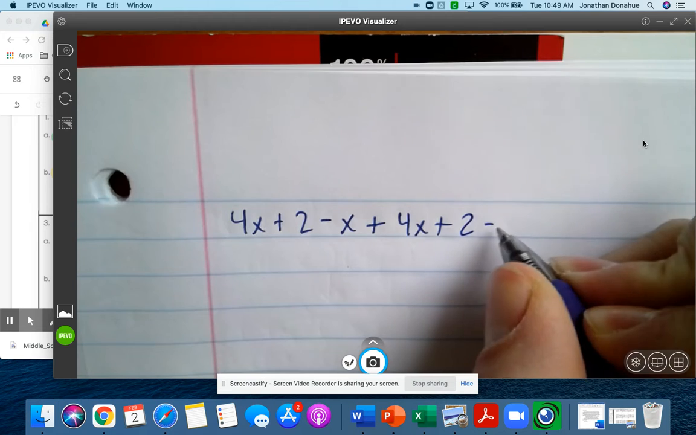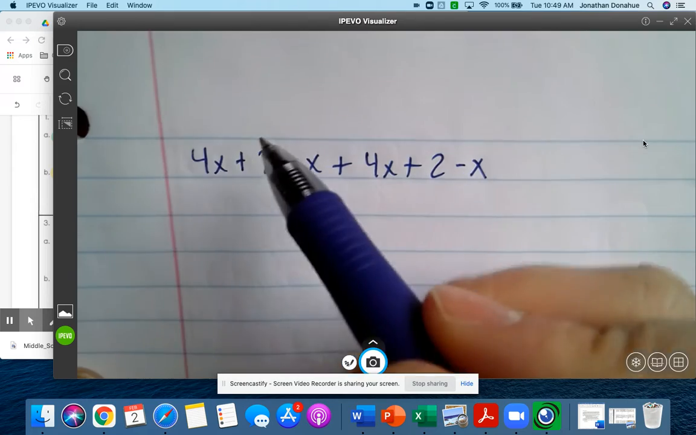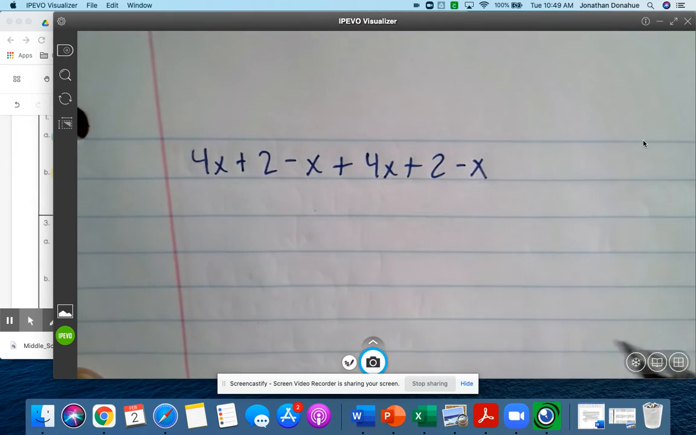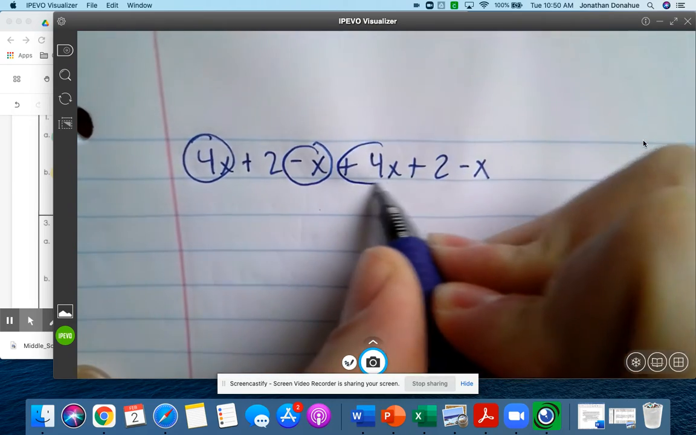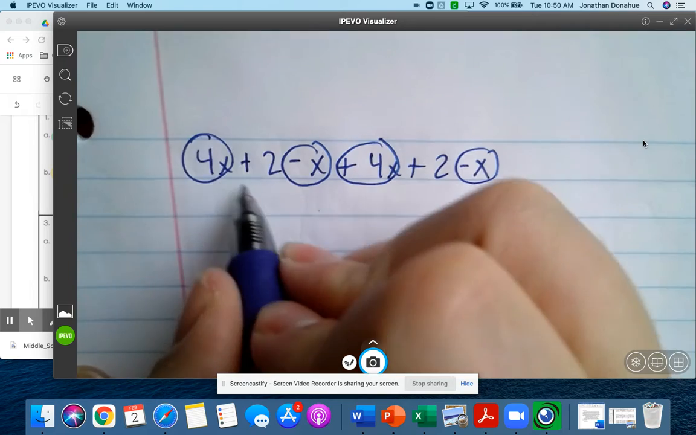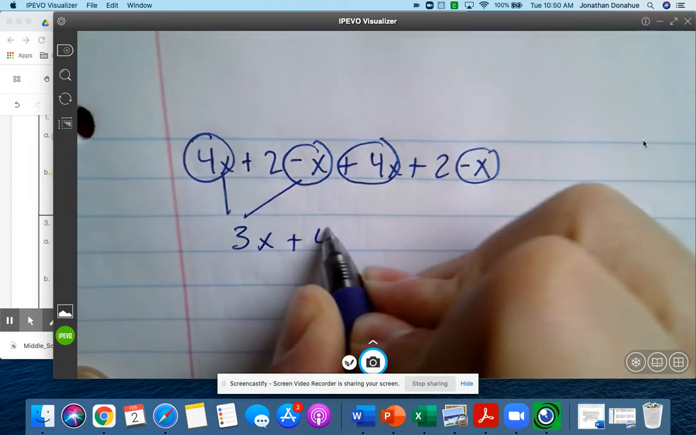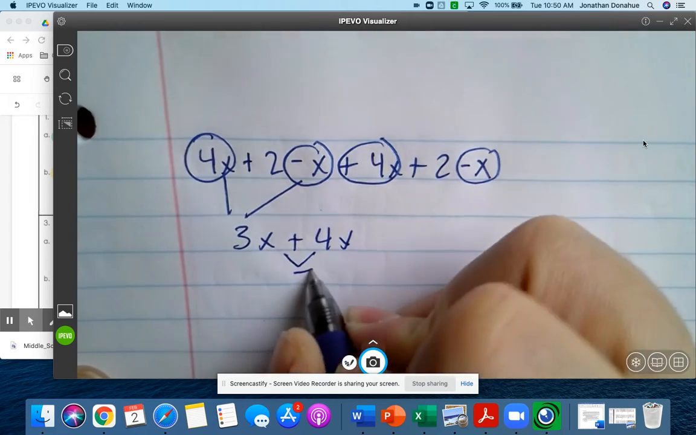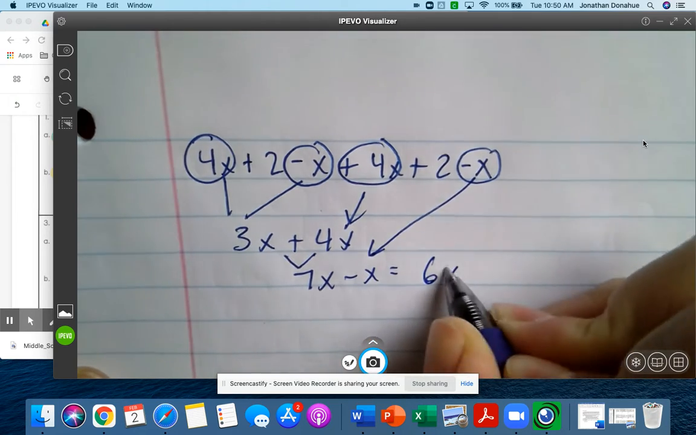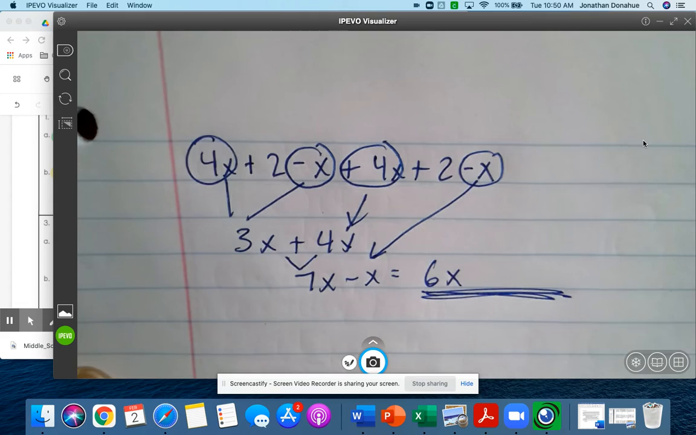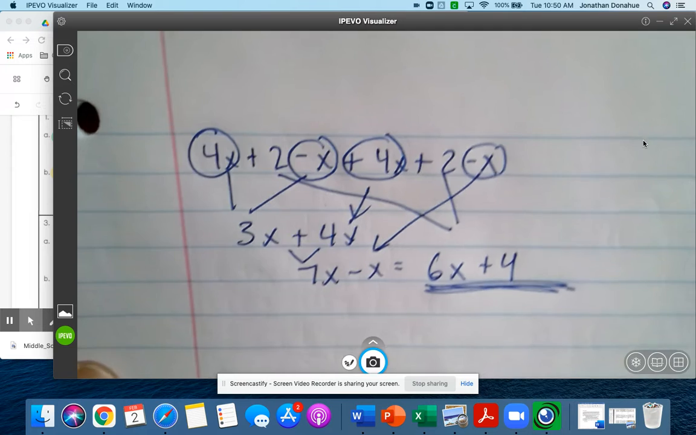Now, we've never done one maybe this large, but there's no reason to overthink it. If I had a highlighter, I'd maybe highlight all my x's and then highlight my 2's because they're constants. In this situation, I'm going to do 4x minus x plus 4x minus x. All right, 4x minus x is 3x plus 4x is 7x minus x is 6x. All right, and then I need to bring down my 2's. 2 here and 2 here make a total of positive 4, 6x plus 4.